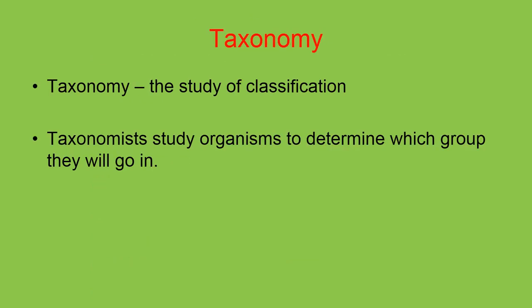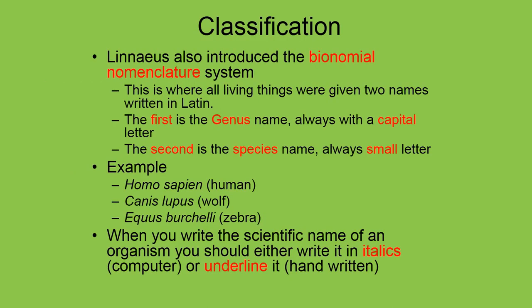So as I said, I'm going to tell you what taxa means. Taxonomy is the study of classification. So when we are talking about taxa arrangement, it is based on taxonomy, and taxonomy is a study of organisms to determine which group they will go in, whether they will belong to plants, whether they will belong to animals, or whether they will belong to microorganisms. So here, as I have told you, Linnaeus introduced the binomial system as well. So what is the binomial system?